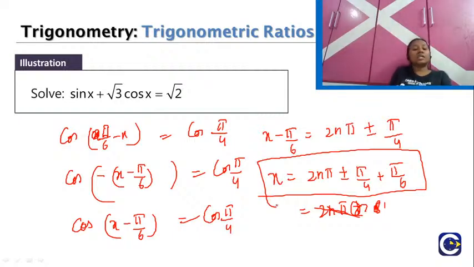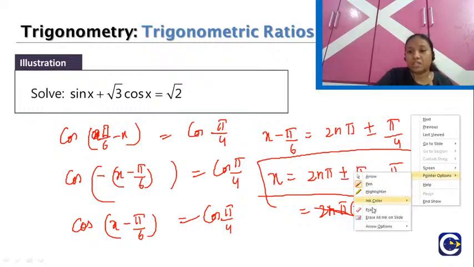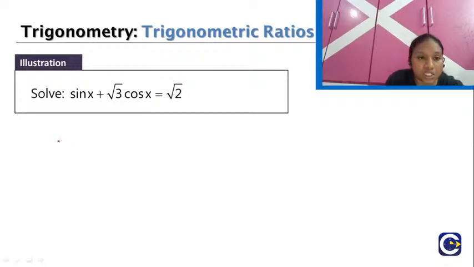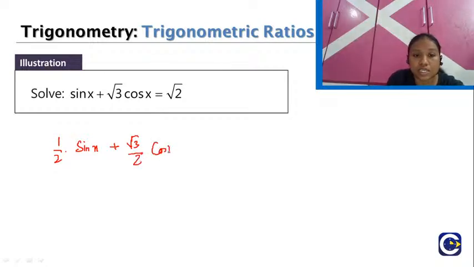So here the thing is, basically for these typical types of parametric form, the procedure which we follow is actually based upon our options. Why? Because in the previous step, if you observe, I have written here 1 by 2 sin x plus root 3 by 2 cos x is equal to 1 by 2 root 2.